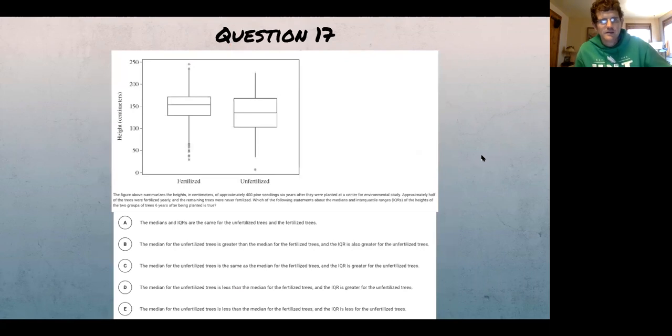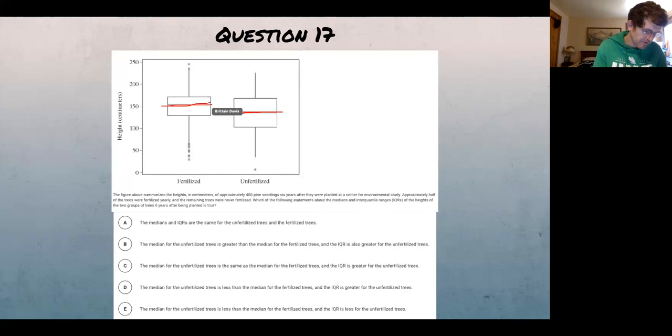All right, we're comparing some box plots. Approximately half the trees were fertilized yearly. The remaining were never fertilized. Which of the following statements about the median and interquartile range is true? So unfertilized median is lower. Let's just focus on that. We can see the median for unfertilized is lower than the fertilized. So saying the medians are the same, that's not true. Medians for unfertilized is greater, that's not true. So the median is less, so we're good.